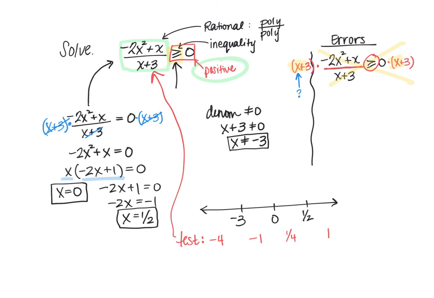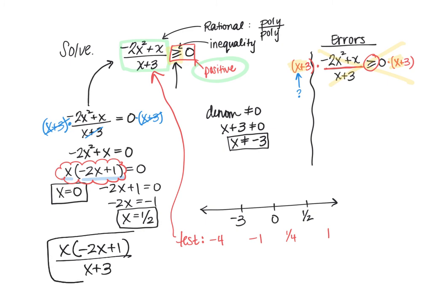Now, because we already did the work on the left-hand side here and we factored the numerator already, I'm going to use the factored form for testing. So we have the numerator, which is really x times negative 2x plus 1. That's all divided by x plus 3.